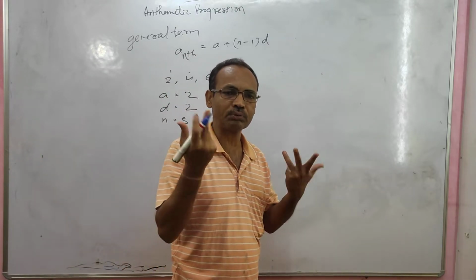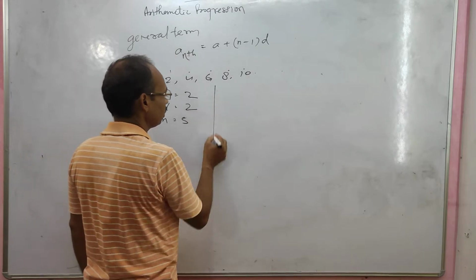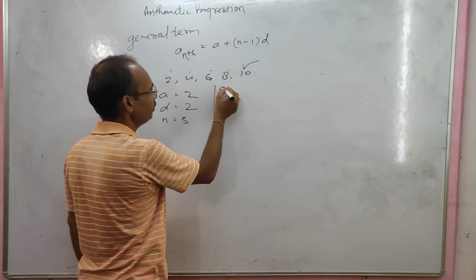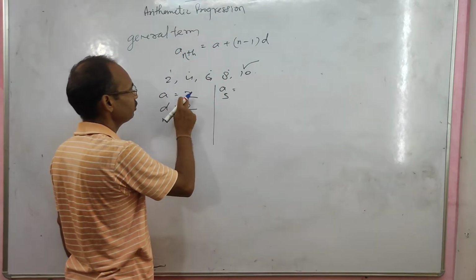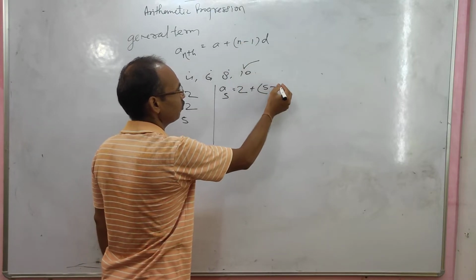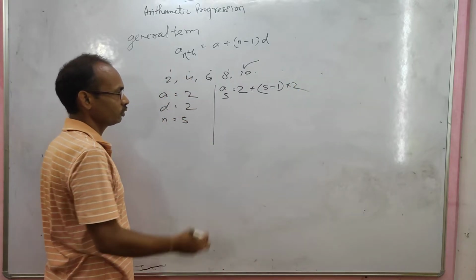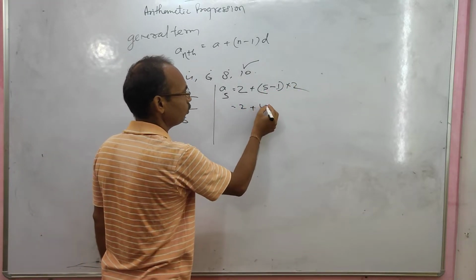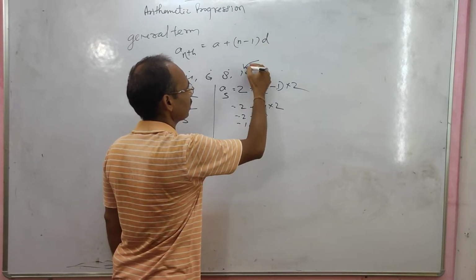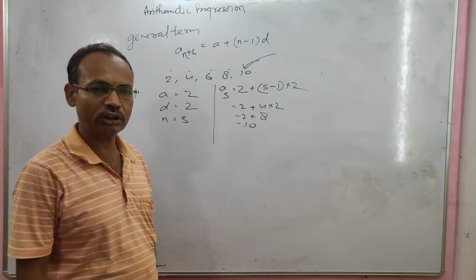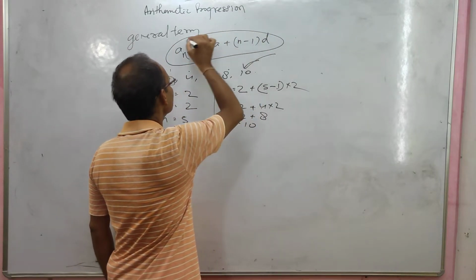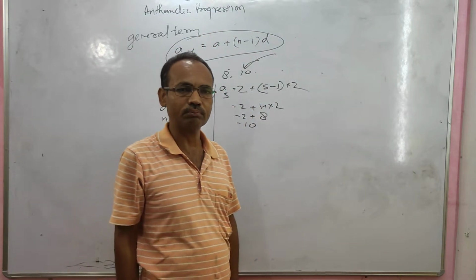Let us find the fifth term. How can you get the fifth term, 10? a n, the fifth term, is equal to 2 plus the number of terms 5 minus 1, and the difference is 2. 2 plus 5 minus 1, 4, into 2: 2 plus 8 is equal to 10, which is the answer. So you can easily get any term from an AP by applying the formula, which is known as the general term.